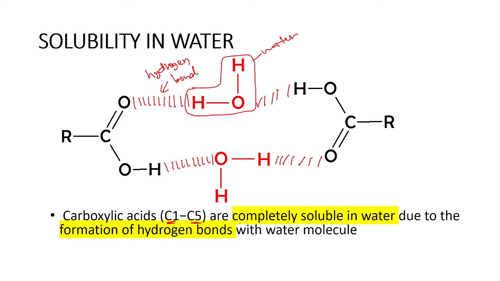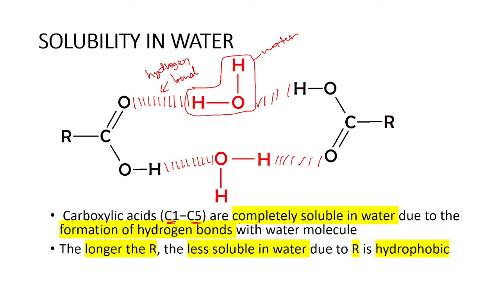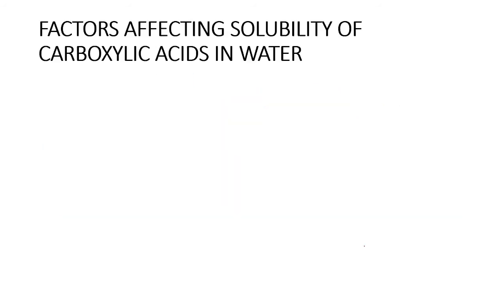It does not form dimer. Remember, it does not form dimer in water. Dimer is only the interaction between carboxylic acid and carboxylic acid. Solubility is carboxylic acid with water. That's the difference. So the longer the R, the less soluble in water. Which one is R? This one is R. If you have longer R, C6, C7, C8, C10, it will be less soluble in water due to R. R is the alkyl group that is hydrophobic or hates water, does not dissolve in water.